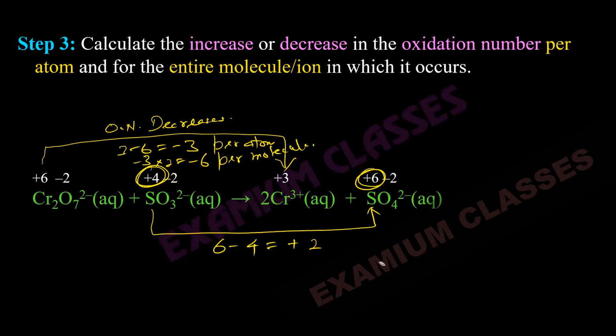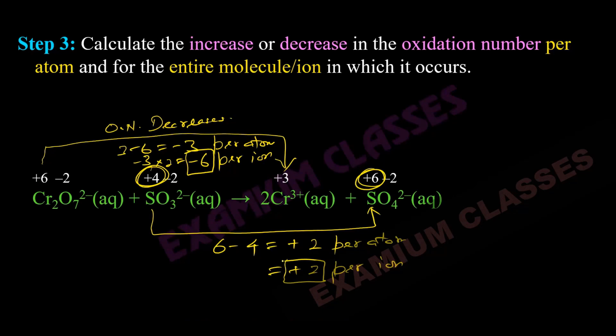Similarly, I will check for the increase in oxidation state also. Here, how many sulfurs are there in the sulfite ion? There is only 1 sulfur. It means per atom and per molecule will be the same. Whether I say +2 per atom or +2 per molecule, or per ion, it will be the same, because there is only one sulfur in one sulfite or sulfate ion. I'm writing "ion" here because dichromate is an ion, so per ion. If it is a molecule, I will write per molecule. So the decrease in oxidation state per molecule I calculated as -6. The increase in oxidation state per molecule or ion I calculated as +2.